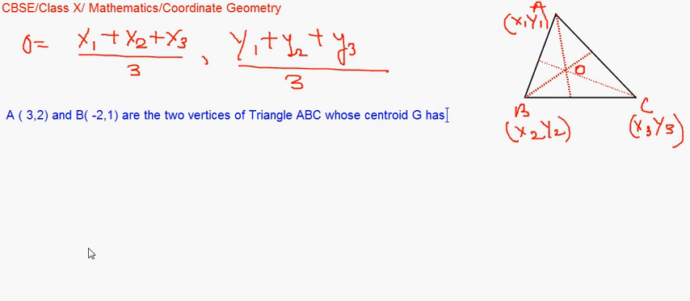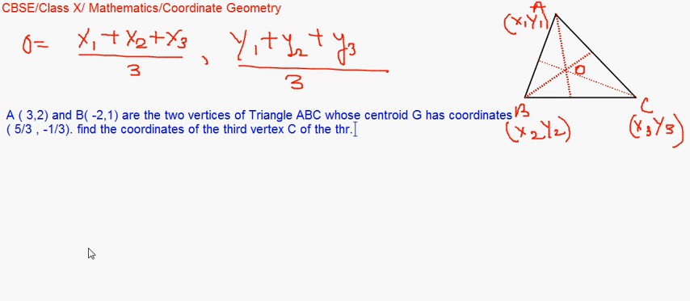G has coordinates. I will use the same figure for myself, only changing the centroid to G, and the centroid is given by the coordinates (5/3, -1/3). We are supposed to find the coordinates of the third vertex C of the triangle.